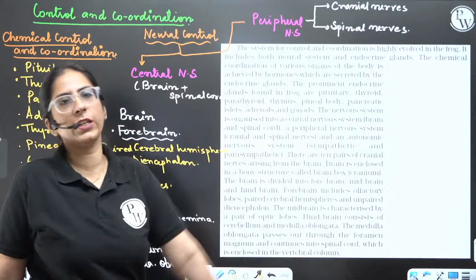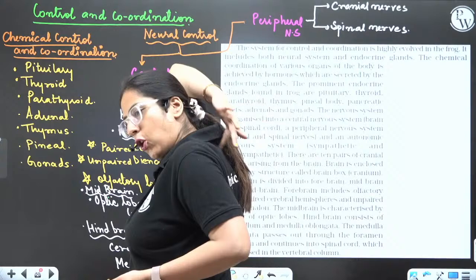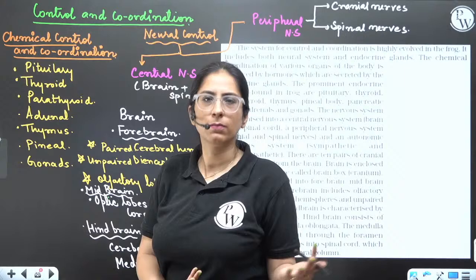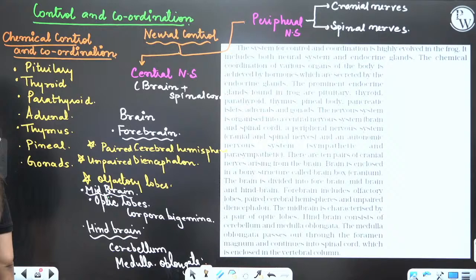Now the brain is present in this box. What is this? This is a cranium. Spinal cord, right? Here the vertebral column is present. They also have a vertebral column. They're also chordates like us, isn't it?